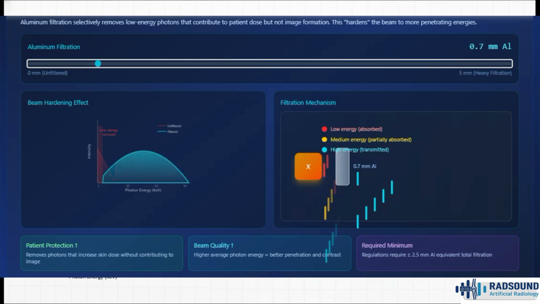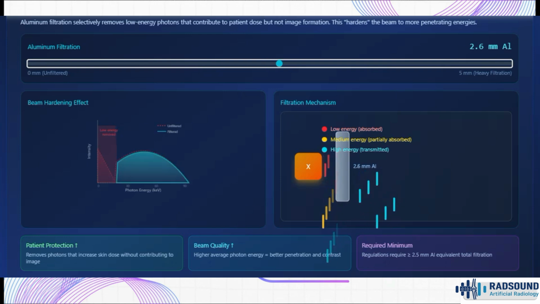The answer to this gets right to the heart of our guiding principle in medical imaging, ALARA, which stands for as low as reasonably achievable. It's all about patient safety. And here's how it works. We place a thin sheet of aluminum in the beam's path. This aluminum acts like a sieve.